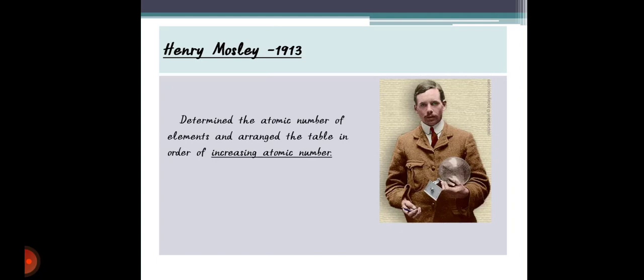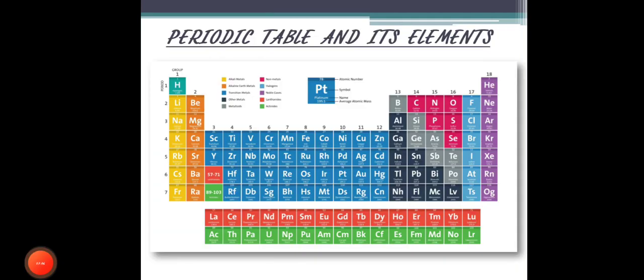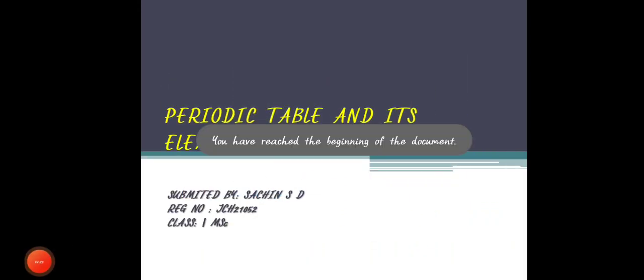The periodic table based on the modern periodic law is called the modern periodic table. Many versions of this periodic table are in use, but the one which is most commonly used is the long form modern periodic table. We should now learn in detail about the modern periodic table. So let us learn the modern periodic table in detail.